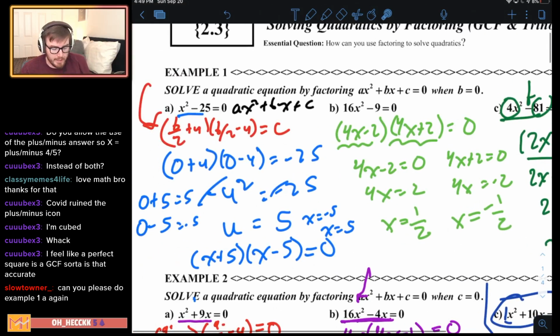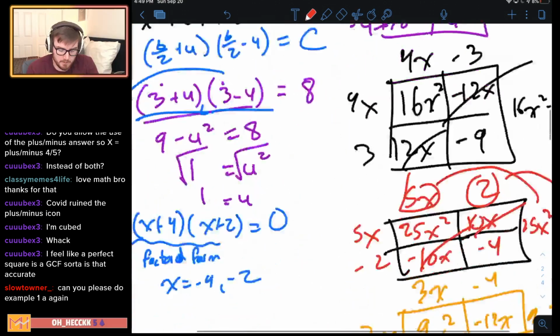Can I do example 1 again? Yeah. Like the whole thing? Actually, let me not erase and let me just rewrite the problem. X squared minus 25 equals 0.